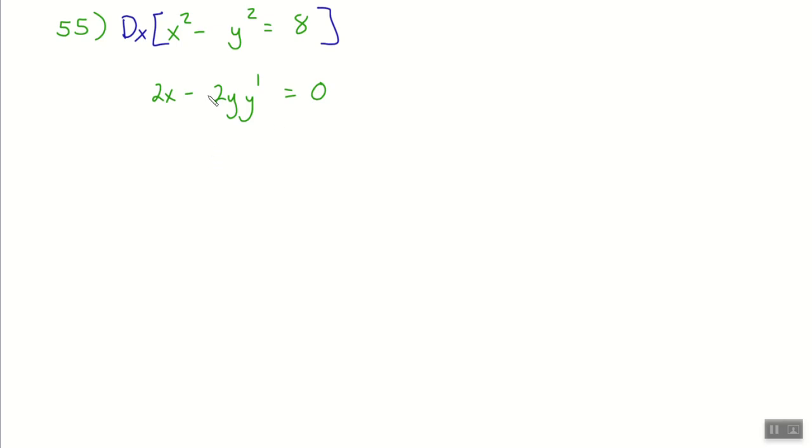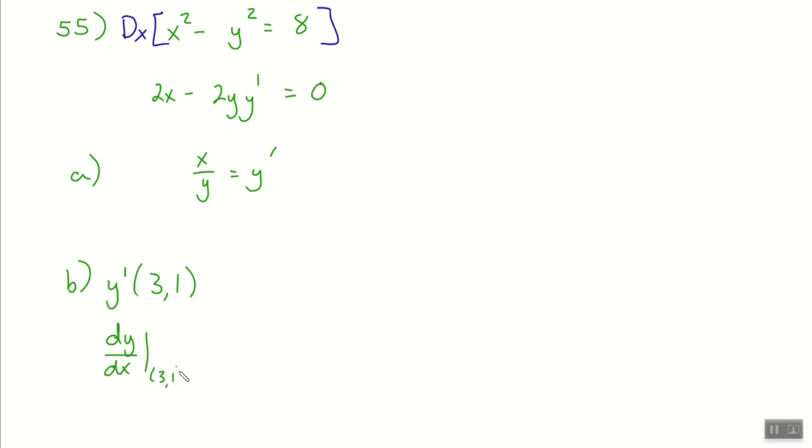Okay, I'm going to add my 2y y prime over. I'm going to divide by 2y, and I'm going to get x over y equals y prime. Okay, that's part A. Part B said to do this at the point (3, 1). So y prime of (3, 1), or if you would rather, dy/dx at the point (3, 1). Same thing. So that's 3 over 1. Hey, that's easy. It's 3.